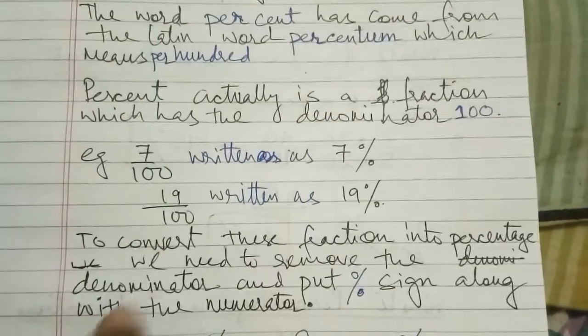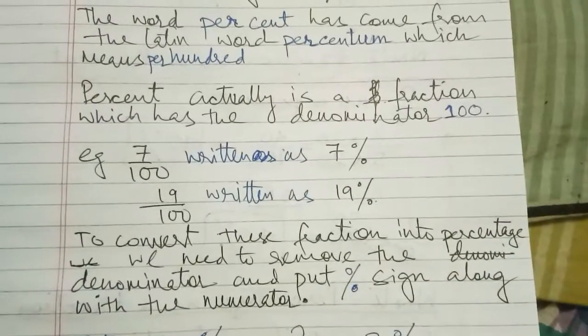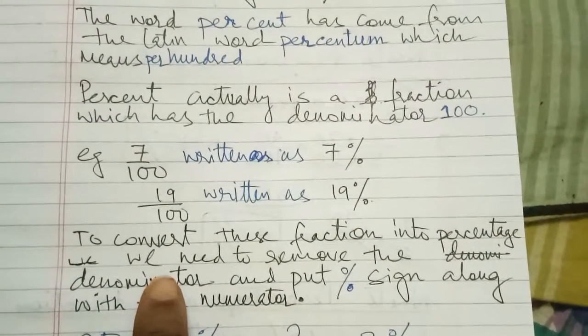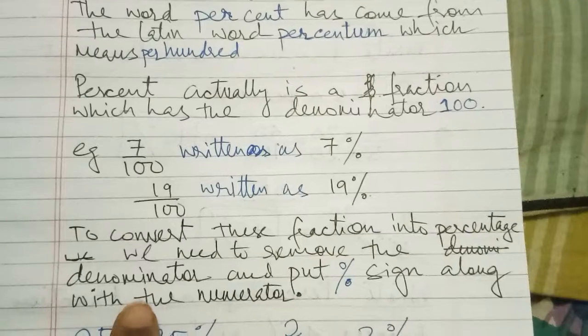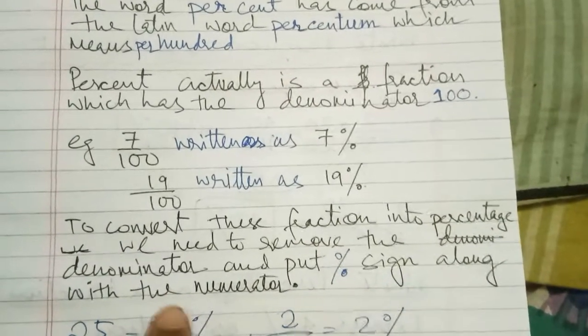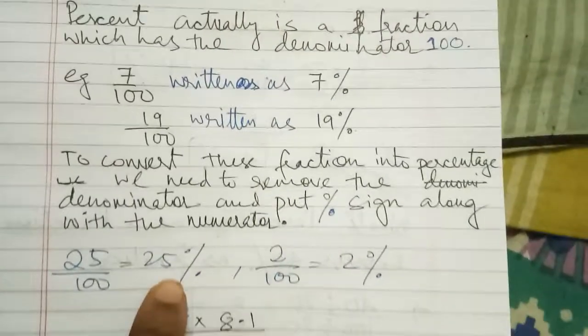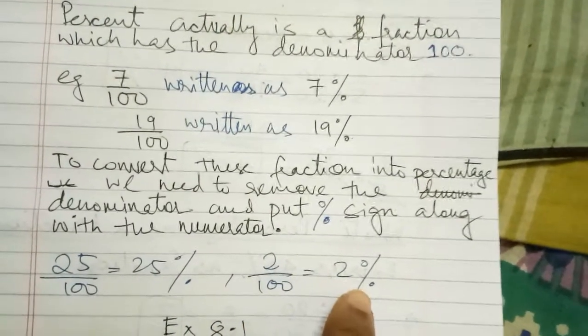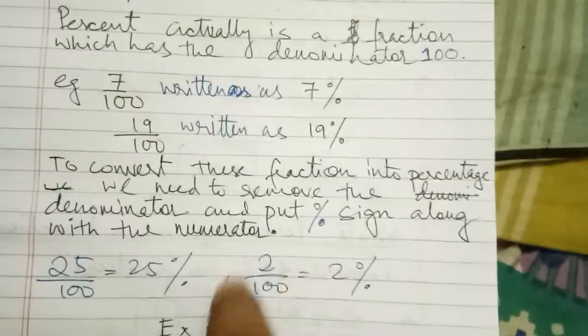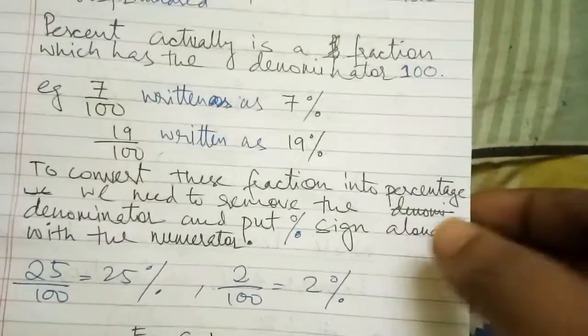Now, to convert this fraction into a percentage, we need to remove the denominator and put the percent sign along with the numerator. 25 by 100 we can write down as 25%. 2 by 100 we can write down as 2%. How this will be done, I'll show you in these next exercises.